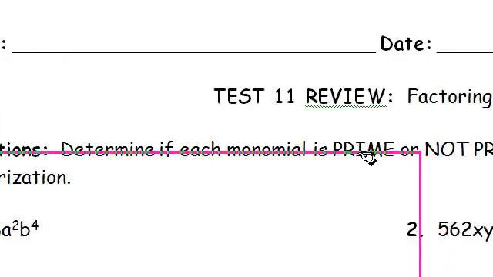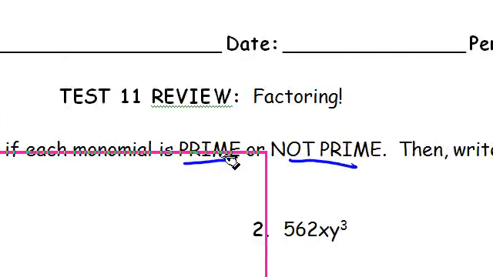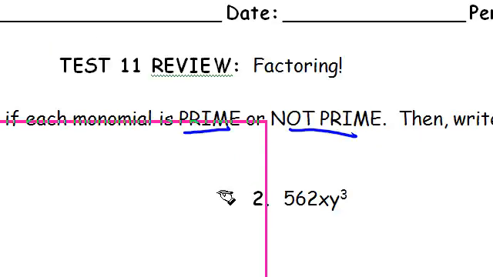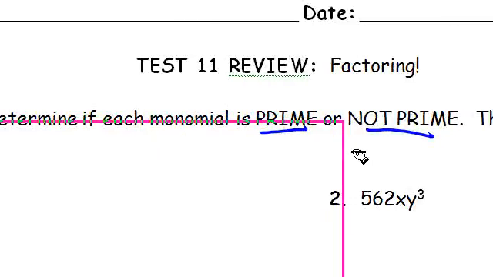Directions: determine if each monomial is prime or not prime. Okay, a little vocab. You'll remember that if something is prime, it can only be divided by itself and 1. If it's not prime, then it has many factors. So if you're able to factor something, it's not prime. If you can't figure out how to factor something, chances are it's prime.